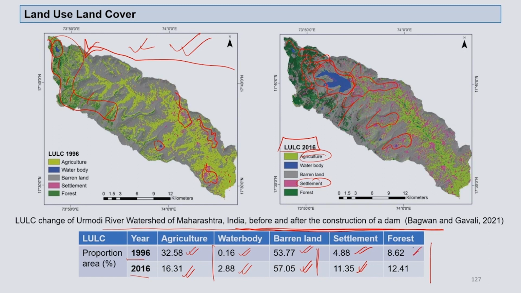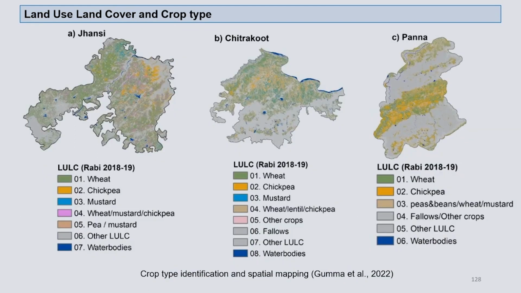Forest, as you saw, the dense forest has come up here. This is one good signal, but the concern here is settlement and increase of barren land. If a dam is there, you anticipate that there will be more agriculture, but somehow that has not taken place. A few more examples on LULC: Jhansi, Chitrakoot, Panna.